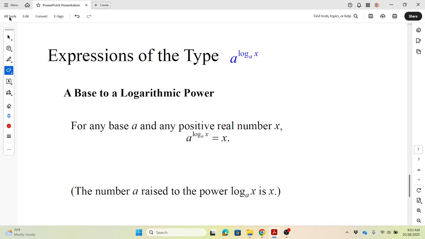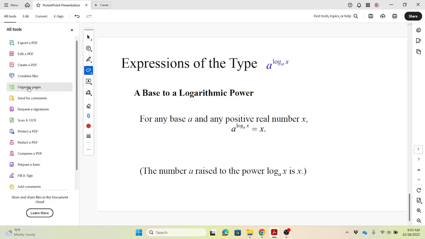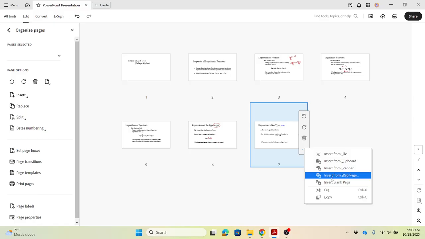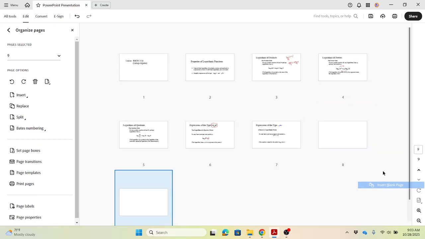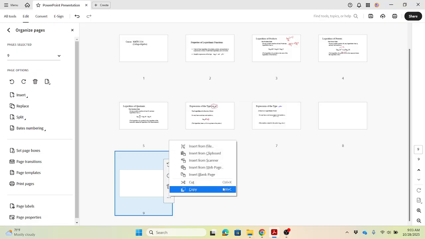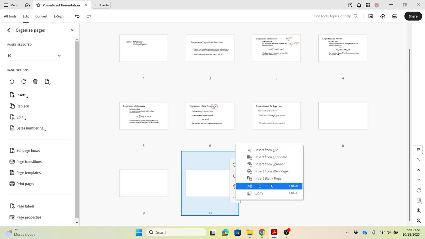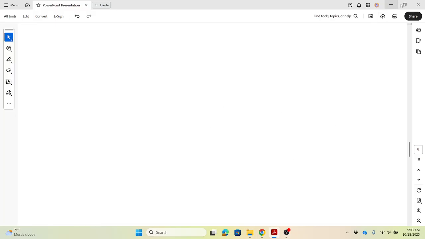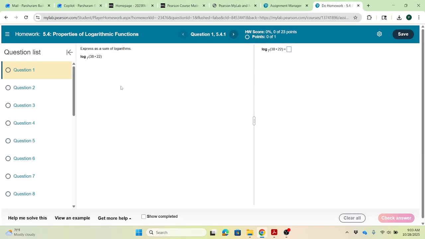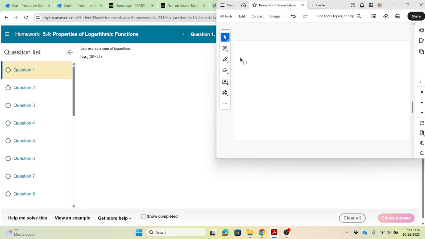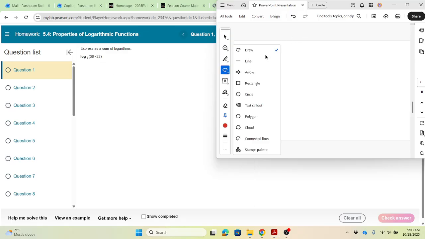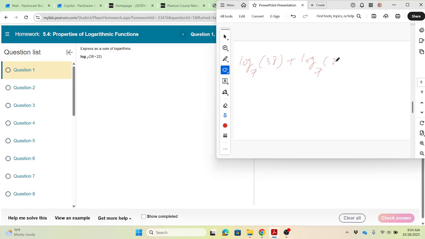Okay, so we're going to see some examples using these properties. Let me just insert some blank pages so we can do some problems here. So, express as a sum of logs. How can you express it as a sum of logs? This is the product rule, so you can say it's log base 7 of 38 plus log base 7 of 22.